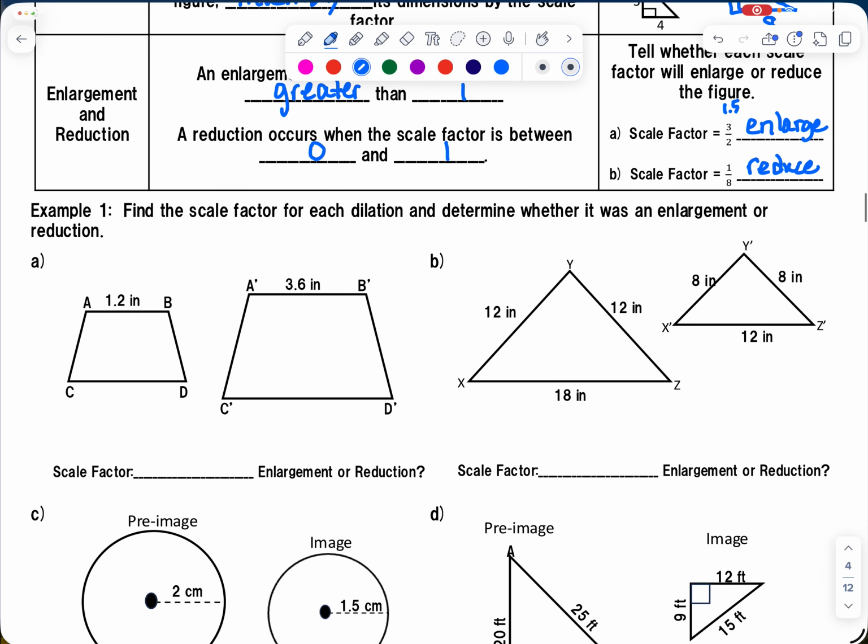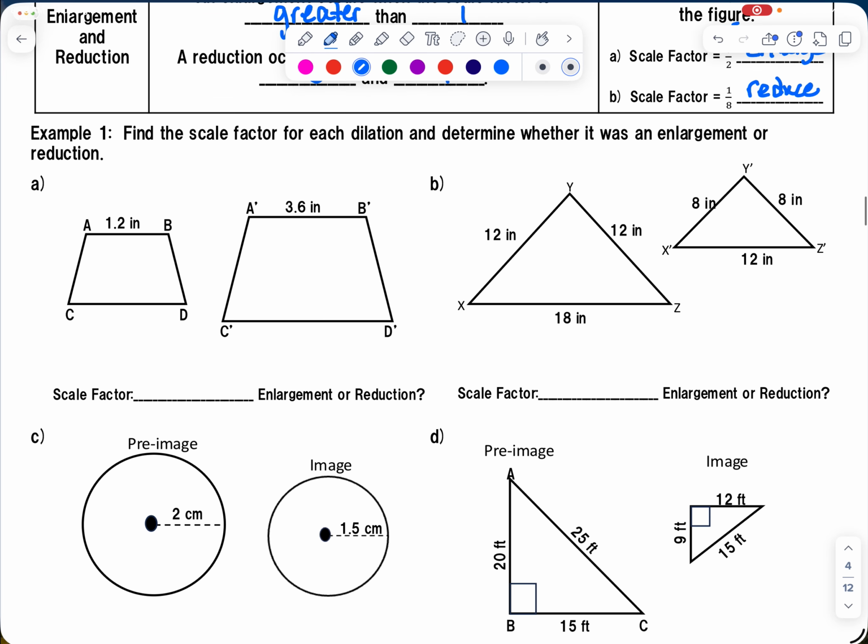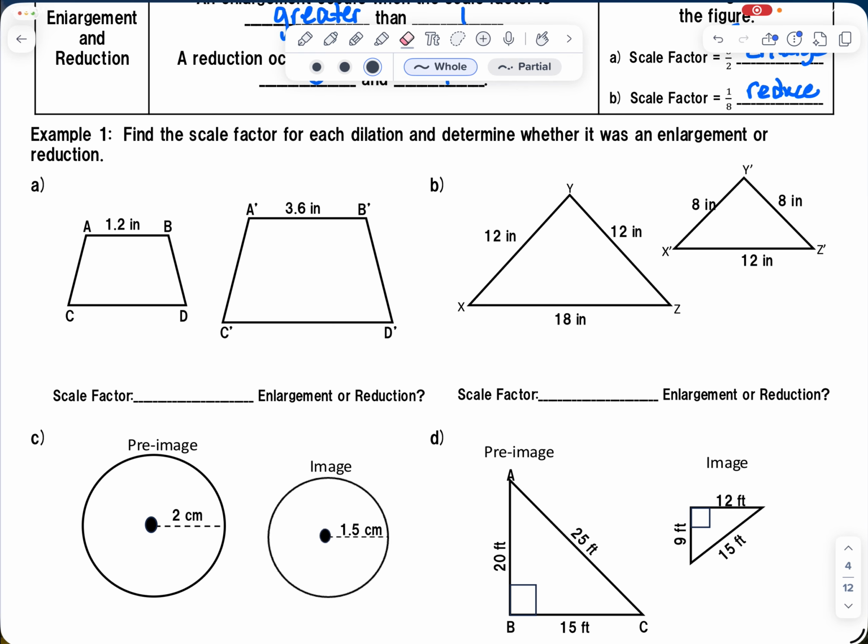All right. So in example 1, it says find the scale factor for each dilation and then determine if it was an enlargement or a reduction. So we have quadrilateral A, B, C, D, and we produced another quadrilateral A prime, B prime, C prime, D prime. Well, you can clearly see that it is an enlargement. So my scale factor, I know, is going to be bigger than 1.